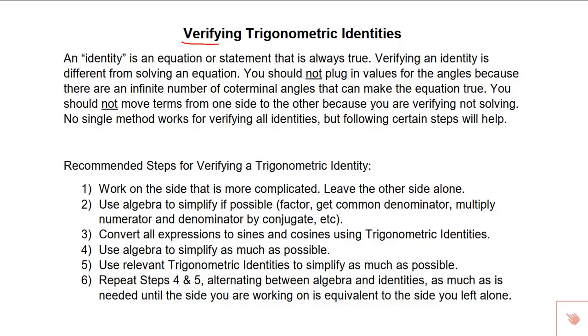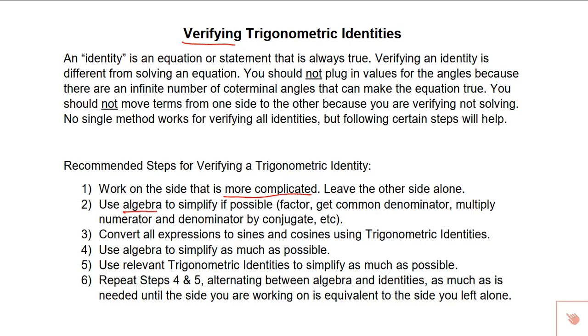Verifying or proving trigonometric identities is different than solving an equation and thus requires different steps. While every verifying problem is different, following these steps will help. First, I recommend that you work on the side that is more complicated and you leave the other side alone. Then you should use algebra to simplify if possible.